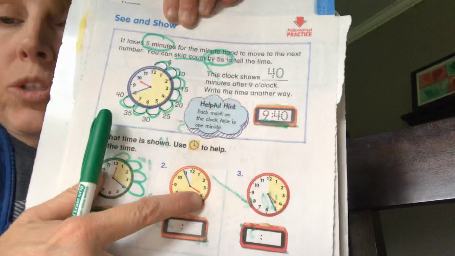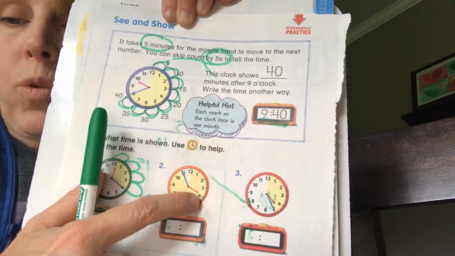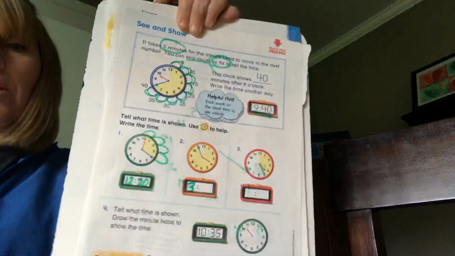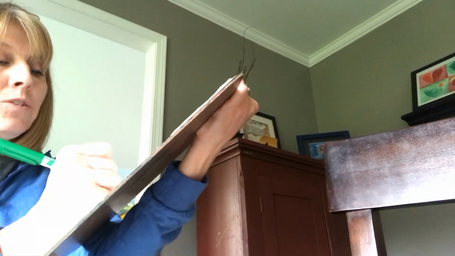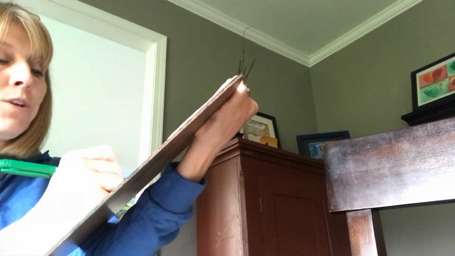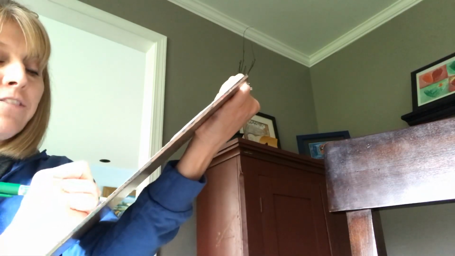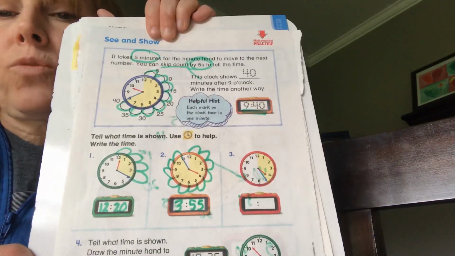Okay, so this one, hard. It has not touched the 4 yet. It's between the 3 and the 4. You go back. So the hour is 3. And now count by 5s. 5, 10, 15, 20, 25, 30, 35, 40, 45, 50, 55. So that time is 3:55.